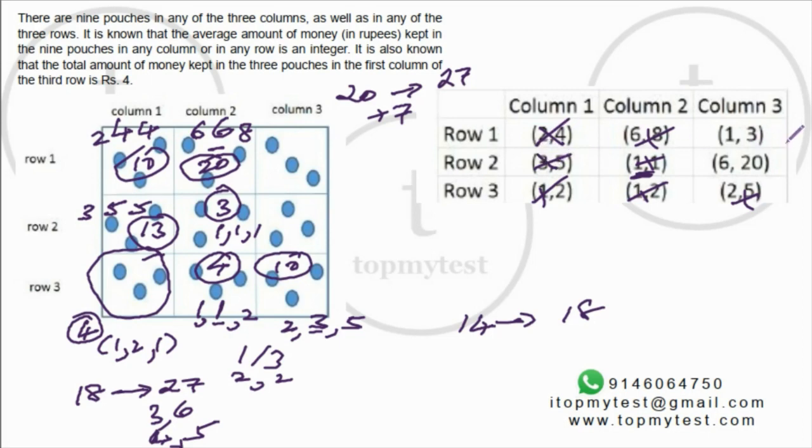Let's try this row now. This is 1 and 3. So 10 plus 20 is 30. 30 plus 3 is 33. So we have to reach 36. 34, right? This is 34. So we have to reach 36, so 2 more. So this is 2. This total is 6.